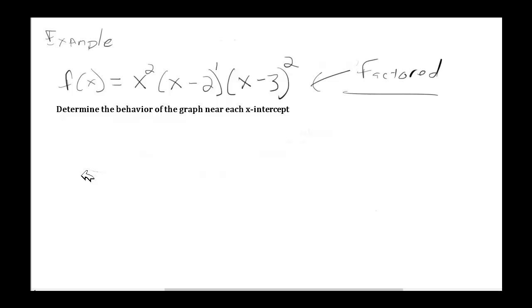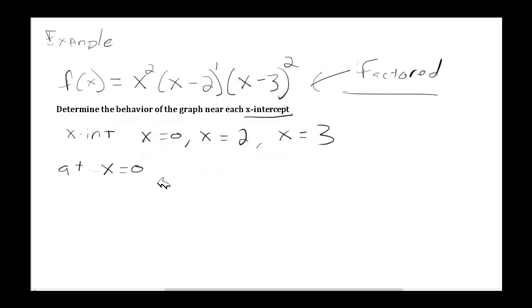Okay, now we want to determine the behavior of the graph near each x-intercept. So remember, x-intercepts are also zeros. So we have x-intercepts at x equals 0, at x equals 2, and at x equals 3. Those are x-intercepts because x-intercepts are zeros. Okay, so let's look at this first one, at x equals 0.